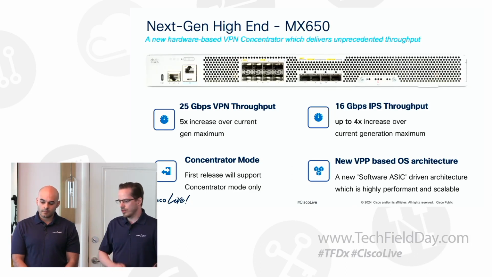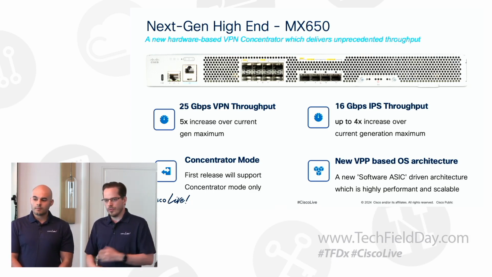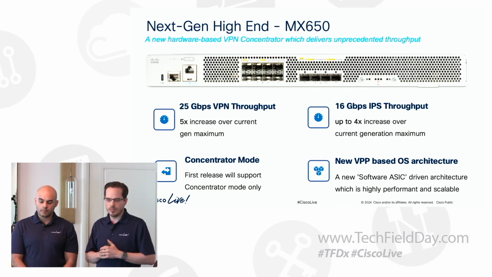And then we are introducing the MX650 this week as well, which is the next gen in the high end of the MX portfolio. The highest end of our MX platform today, the 450, is a 10 gigabit per second appliance. And so we've over doubled the VPN performance on this platform, the NAT performance, and we're getting significant performance improvements on the threat protection throughput as well, all thanks to this architecture design.